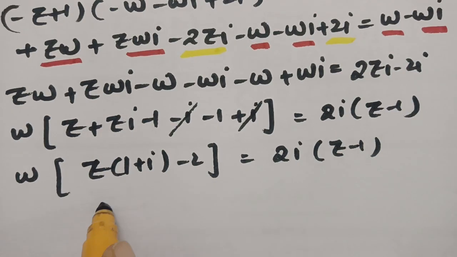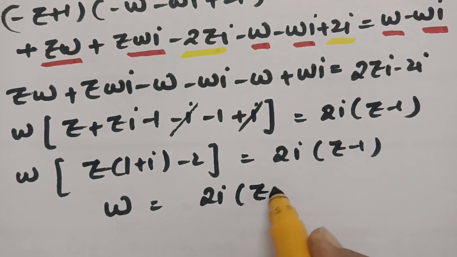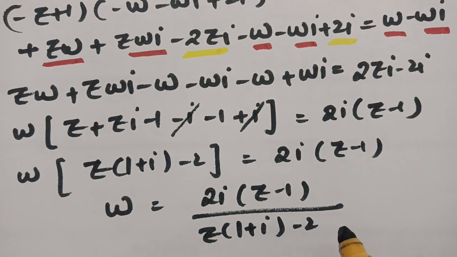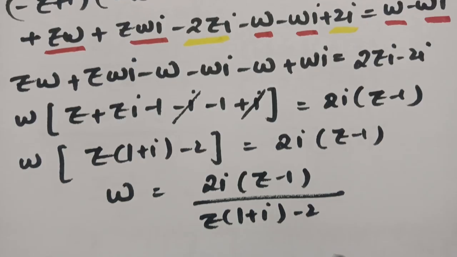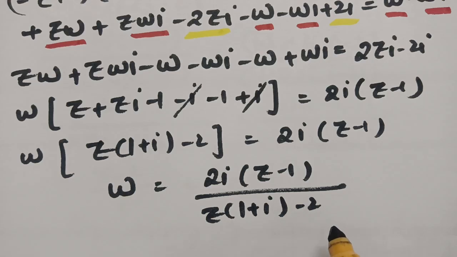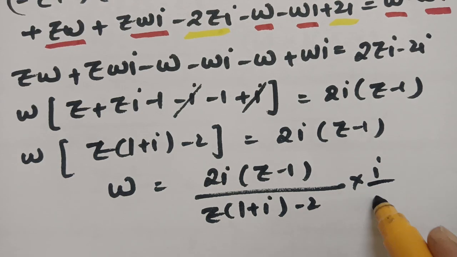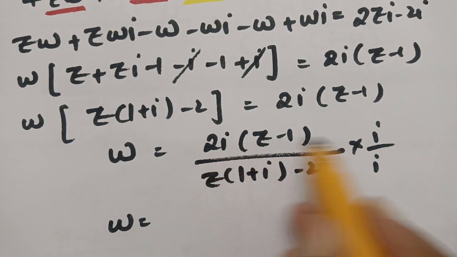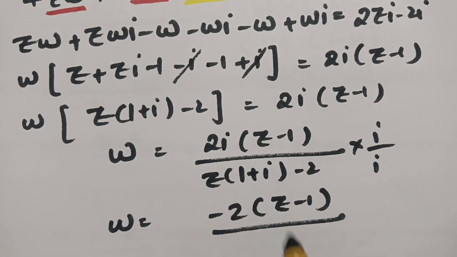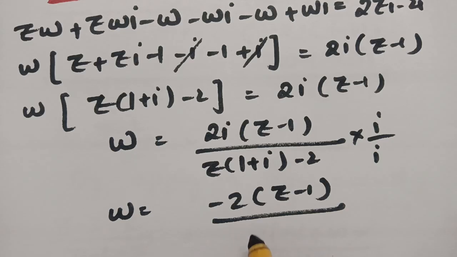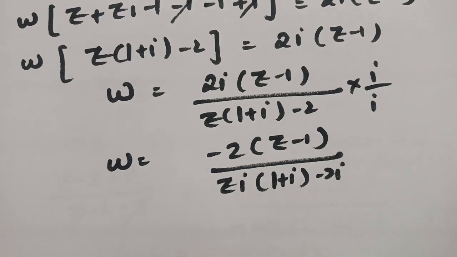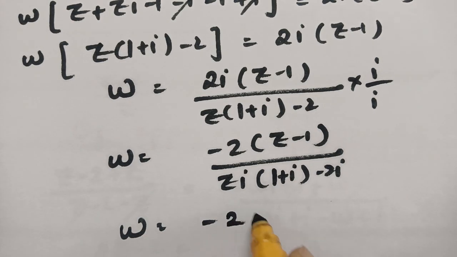So here, if I send to the other side, then w value is equal to 2i times of z minus 1 by z times of 1 plus i minus 2. So this is, see here, this is 2i times of z minus 1 by z times of 1 minus i, this is minus 2i. So if I multiply with i on both sides, then see what happens here. So this is i square minus 1, this is minus 2 times of z minus 1 divided by, if I multiply with zi, so this is going to become zi times of 1 plus i minus 2i. This is minus 2i.